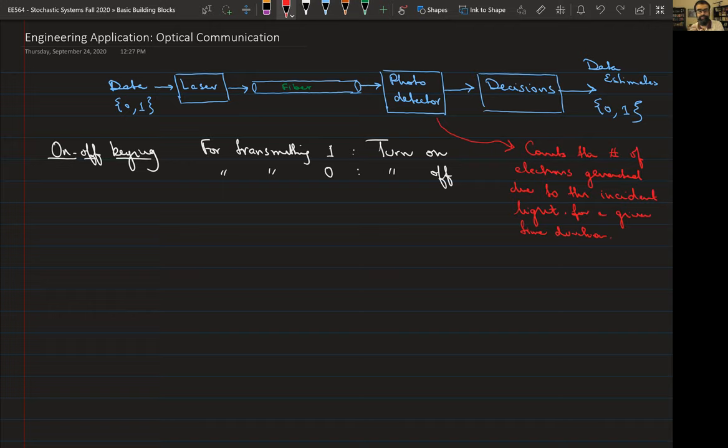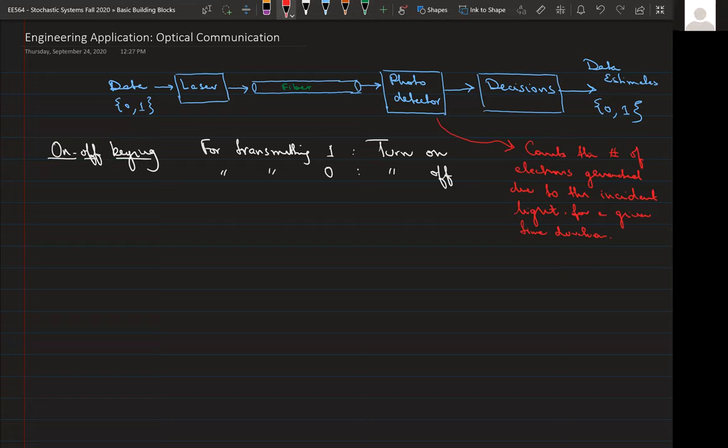That's not true. The number of electrons that you count, either when the light is incident or when it is not incident, is going to be a random variable. The reason is uncertainty: there's background noise and dark currents and so on, some physics involved which I'm not very familiar with. So the number of electrons you get is a statistical quantity. It is a random variable. Now we need to have a model for how we can characterize the number of electrons that this photodetector counts.